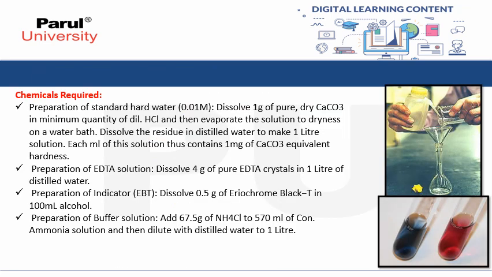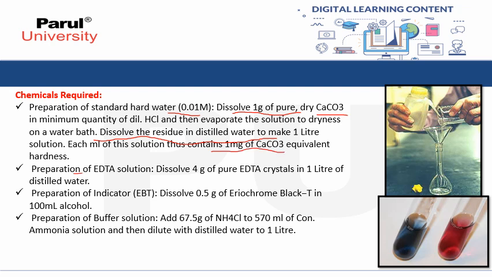The chemicals required in the experiment of complexometric titration are: first, the preparation of standard hard water. Dissolve 1 gram of pure, dry calcium carbonate in a minimum quantity of dilute hydrochloric acid and then evaporate the solution to dryness on a water bath. Dissolve the residue in distilled water to make 1 liter solution. Each ml of this solution thus contains 1 milligram of calcium carbonate equivalent hardness.